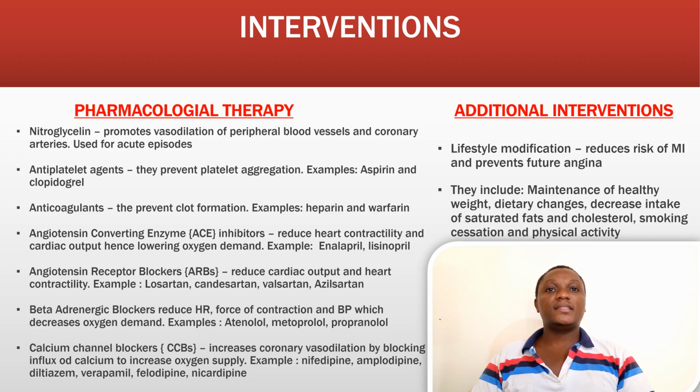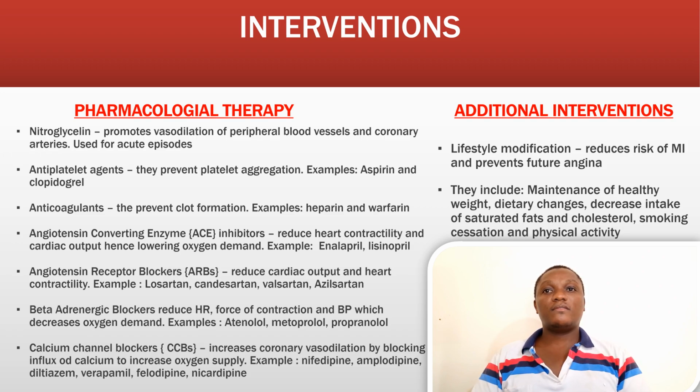Angiotensin converting enzyme inhibitors. We call them ACE inhibitors. They reduce heart contractility and cardiac output, hence lowering oxygen demand. Example, we have enalapril, lisinopril. Then we have angiotensin receptor blockers, ARBs. They reduce cardiac output and heart contractility. We know examples like losartan, candesartan, valsartan, azilsartan. All those are angiotensin receptor blockers.